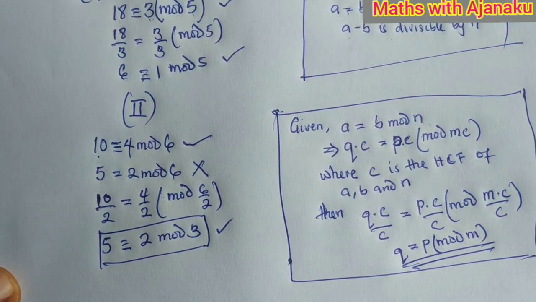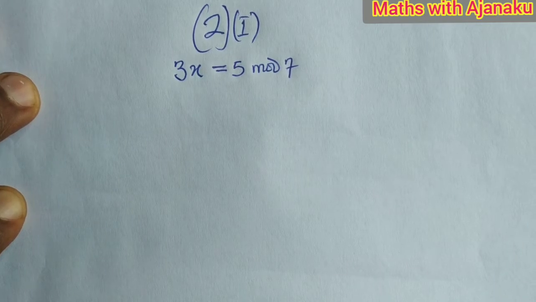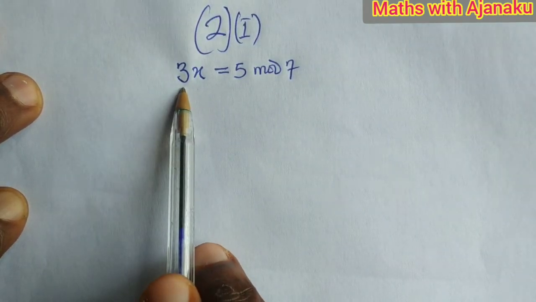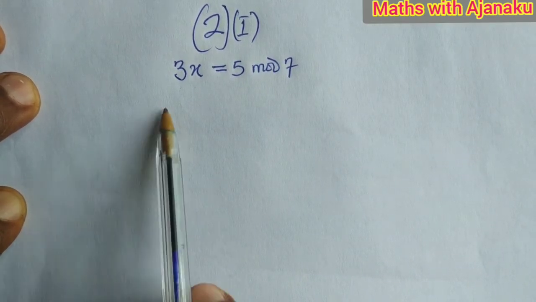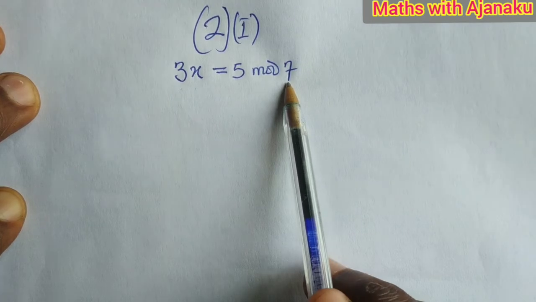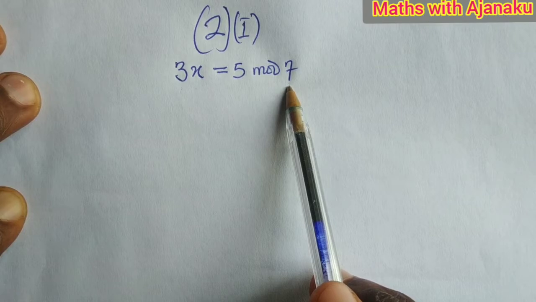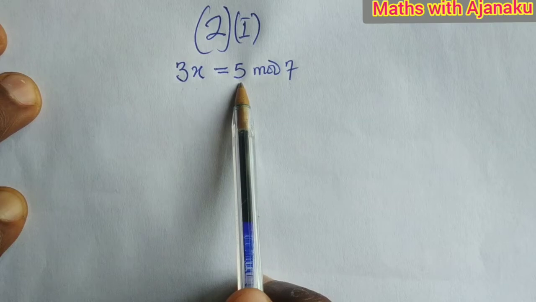With this idea we've gathered, let's go on to solve the questions under number 2. To solve this question, 3x equal to 5 modulo 7, first of all, we want to make x the subject of the formula, and to do so, we must remove this 3. But we can't divide through by 3, even though this is a prime modulo. Why? Because 5 is not a multiple of 3.